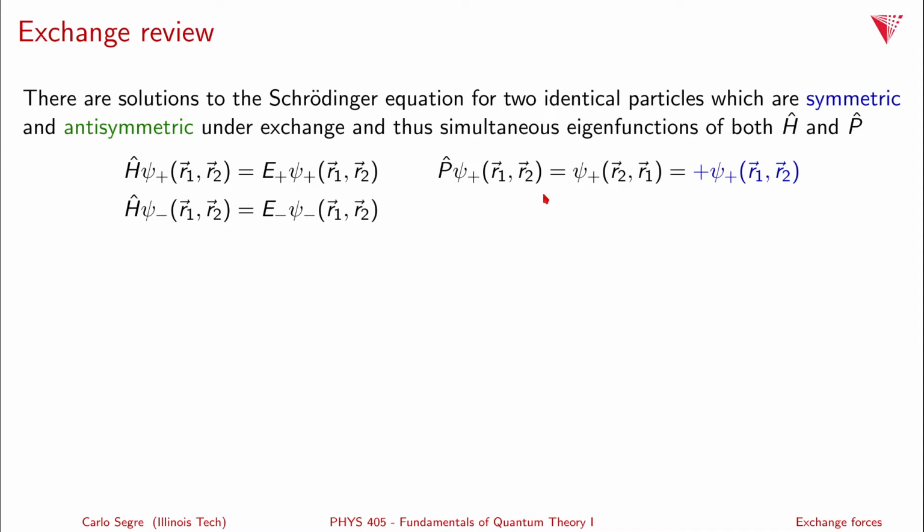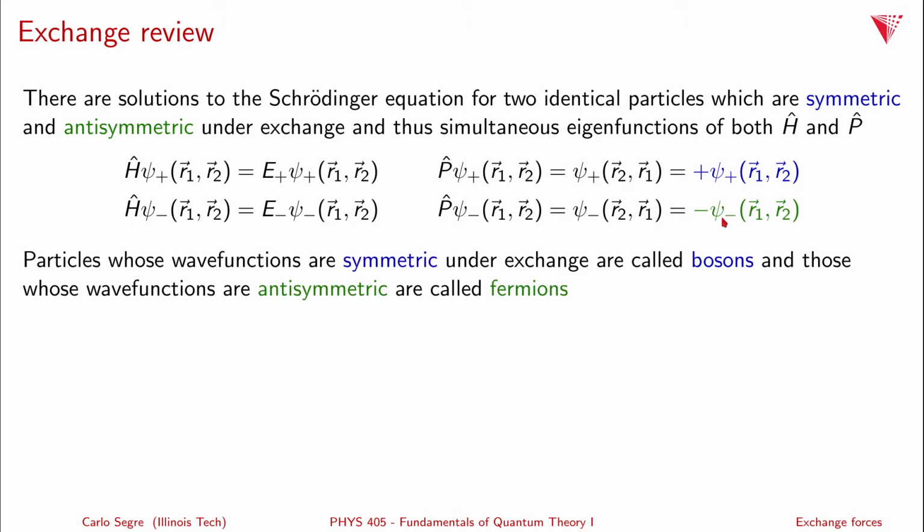If we apply the Hamiltonian to psi minus of R1, R2, we get E minus times psi minus of R1, R2. And when we apply the exchange operator to psi minus of R1, R2, we get psi minus of R2, R1, which is equal to negative psi minus of R1, R2.